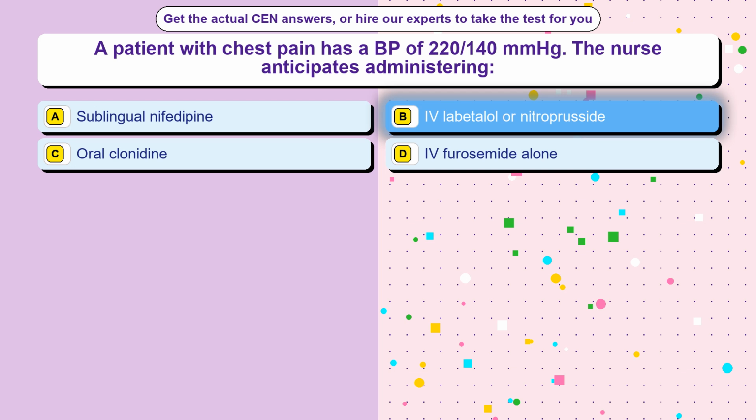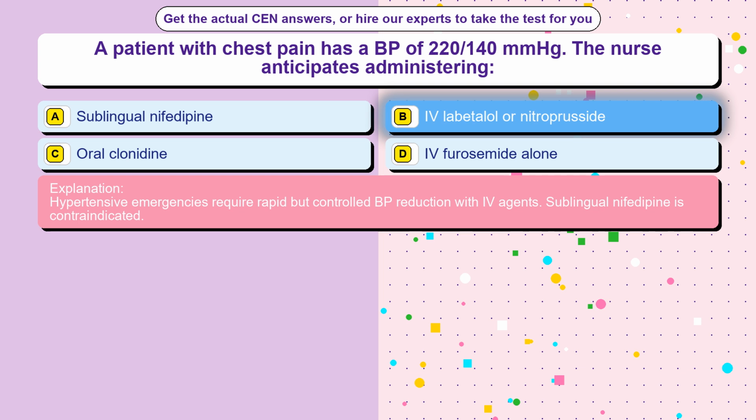The correct answer is option B, IV labetalol or nitroprusside. Hypertensive emergencies require rapid but controlled BP reduction with IV agents. Sublingual nifedipine is contraindicated.